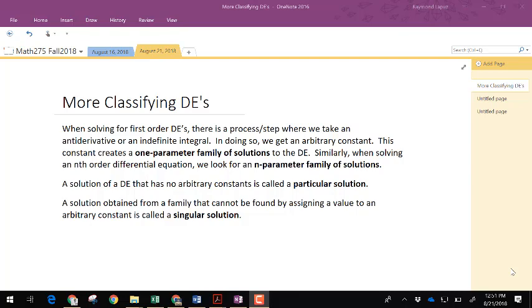So solving differential equations, there's a process where we take an antiderivative or an indefinite integral. We remember back in Calc 2, when we do that, we have a plus c. So if we do an integration and we get a plus c, then that c can be anything we want. Well, not anything we want, but anything anybody else wants. And so that is going to be a parameter.